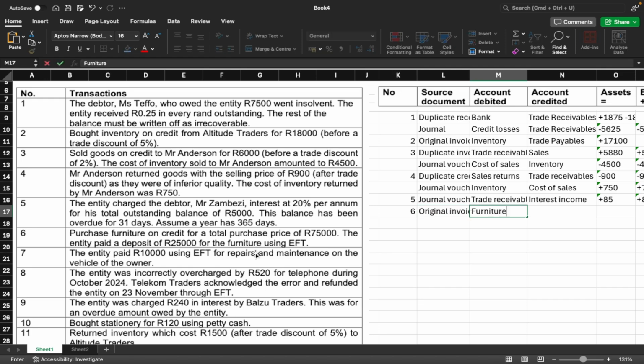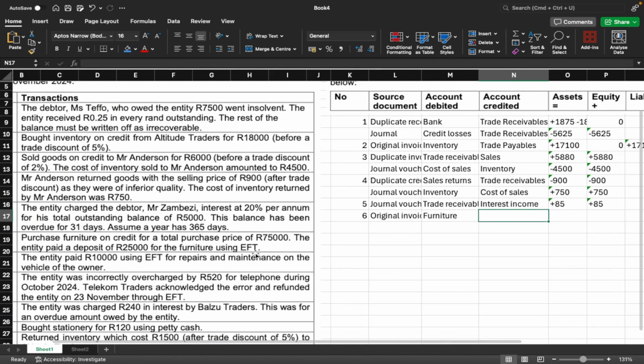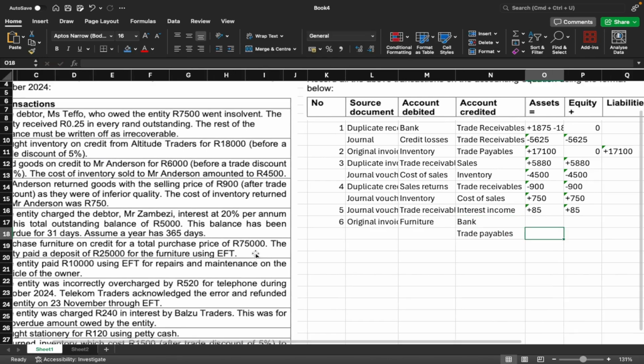Whenever you buy any asset, whether that is furniture, inventory, machinery, vehicles, buildings, land, you're always going to debit that specific asset, and then we're going to credit how we bought that specific asset, in this case furniture. How did we buy it? Well, we bought it using bank, that's the first one, and the second one is trade payables. Now we need to compute the specific amount.